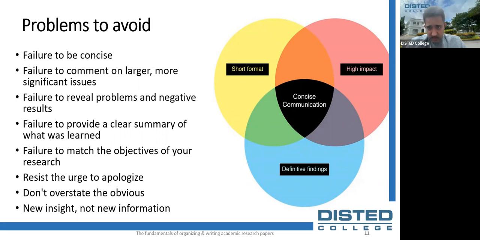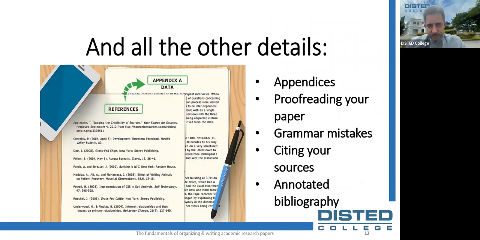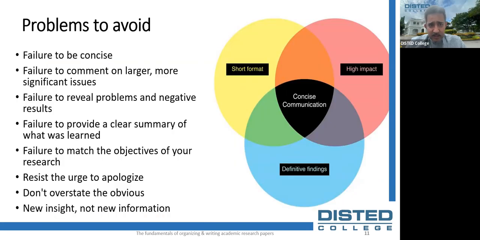Although not the actual information introduced may be totally not supporting your problem statement, then you do not need to discuss that because it's going to be another discussion that cannot be justified from the data that you have collected. So you've got to be very careful what is relevant, what is irrelevant for your discussion. Okay, so that is the main part when we talk about writing. Very concise communication for conclusion, short format, high impact, definitive findings. So that's the main thing that you see in the conclusion.